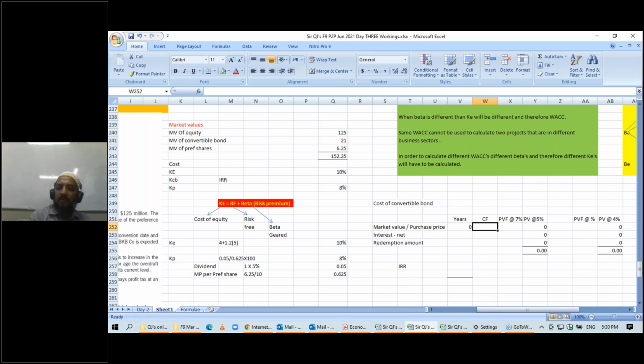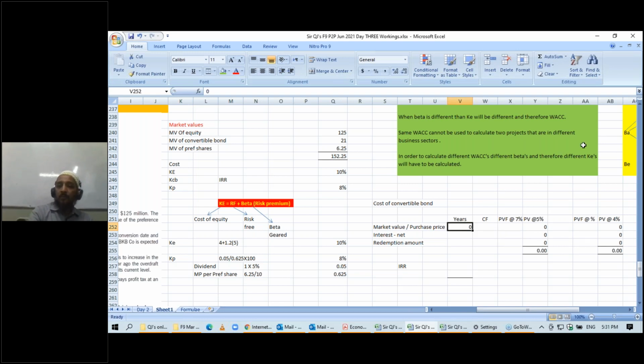Now what is a convertible bond? Let me tell you about the convertible bond. Convertible bond is a bond which at the time of redemption gives the option to the investor. The market values given in the question are for the whole company, for all the shares, for all the loan notes, and for all the convertible bonds. So first of all, let's take the cash flows and let's discuss the convertible.